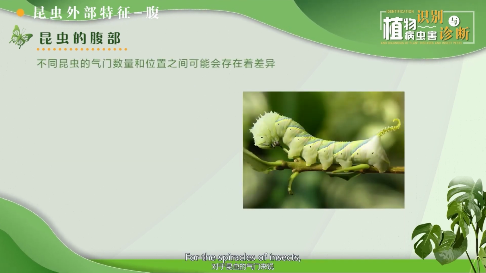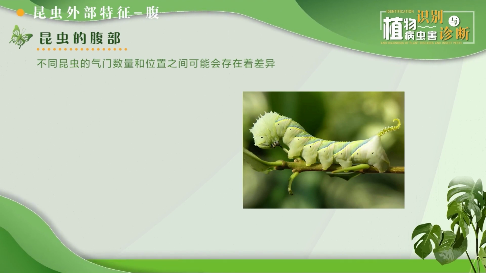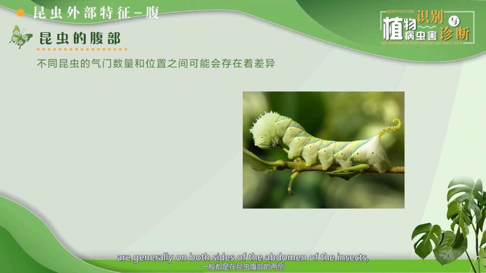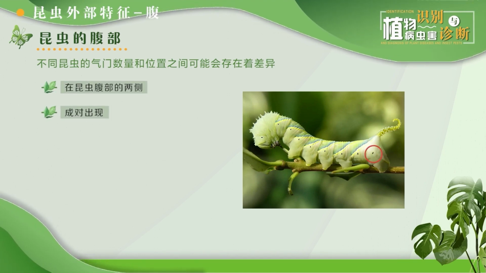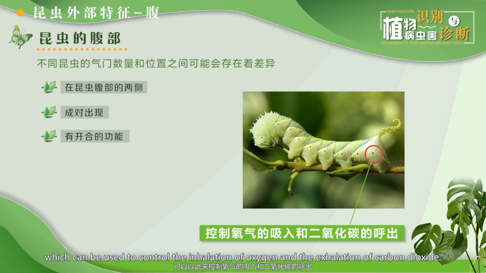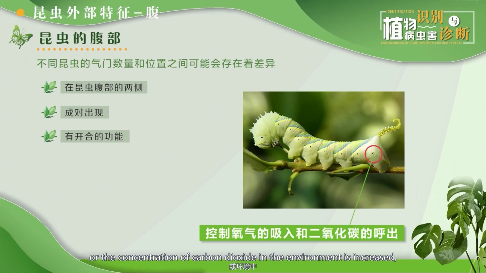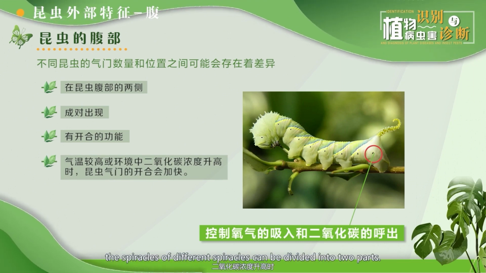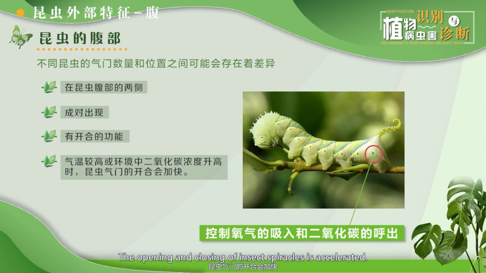The number and location of the spiracles of different insects may be different, but the spiracles are generally on both sides of the abdomen of the insects, and they appear in pairs and have the function of opening and closing, which can be used to control the inhalation of oxygen and the exhalation of carbon dioxide. Usually, when the temperature is higher or the concentration of carbon dioxide in the environment is increased, the opening and closing of insect spiracles is accelerated.